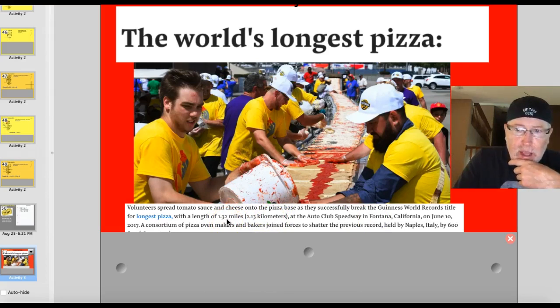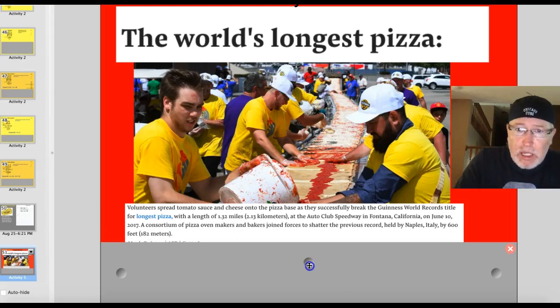Now, if you think about being at Valley Middle School, 1.32 miles would be probably like walking from Valley Middle School all the way to Apple Valley Target. Maybe a little farther than that, or like walking from Valley Middle School to Byerly's in Burnsville. It is a long way. So they did it with a combination of pizza oven makers and bakers, and they shattered the 600-foot record. So this was in 2017. Wonder what they did with all the pizza. Think about that. That would be a lot of pizza to feed people. Hopefully they didn't waste it.